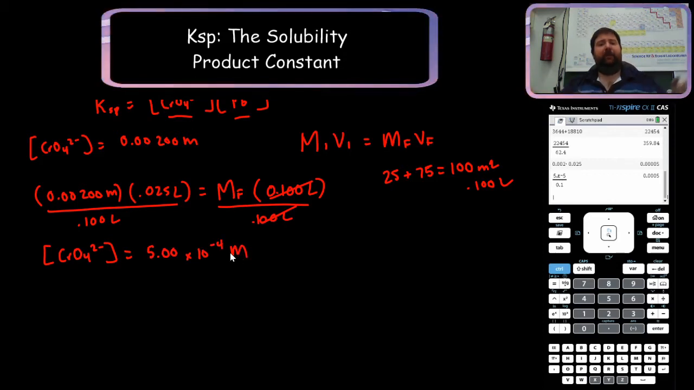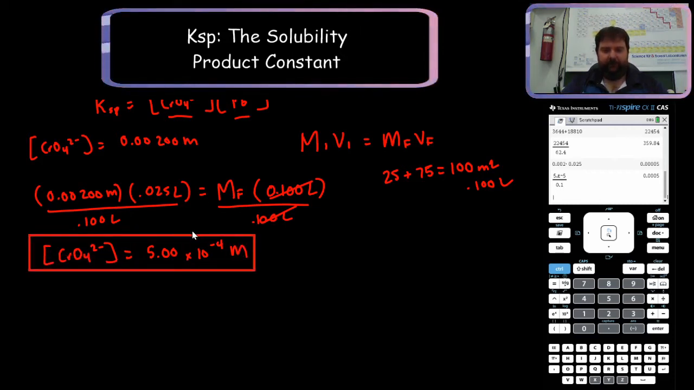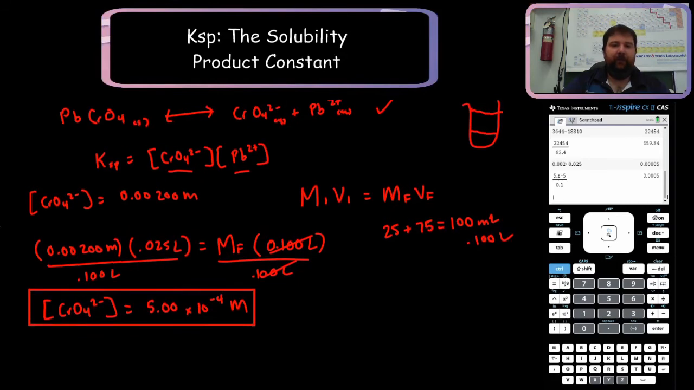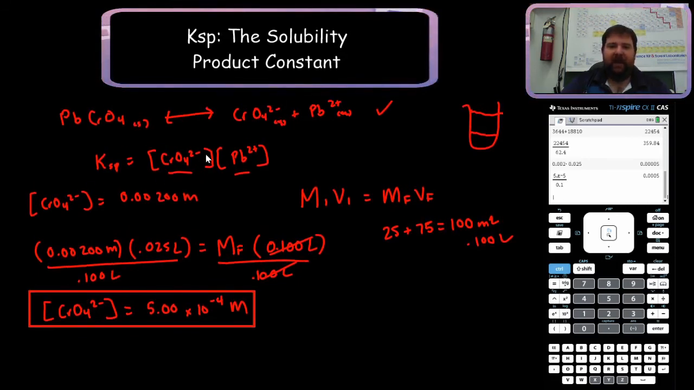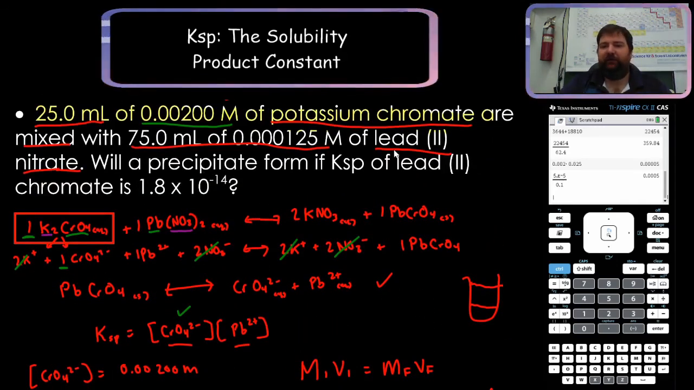All right, that's my new molarity. So I definitely want to keep this in mind. This is my new molarity, not my old one. All right, we have to do this again because we have chromate. So now we have this value. We need to find our concentration of lead. So let's go through this one more time.